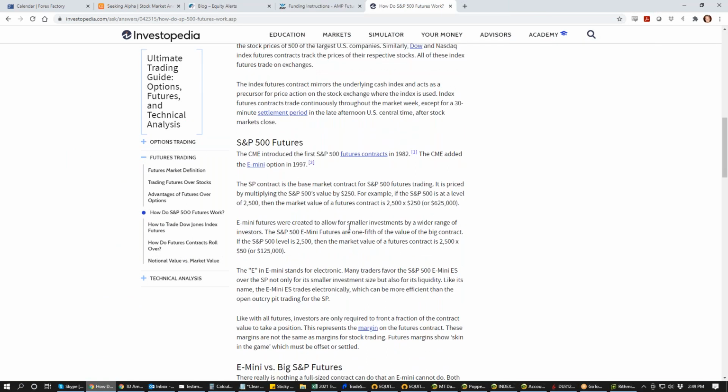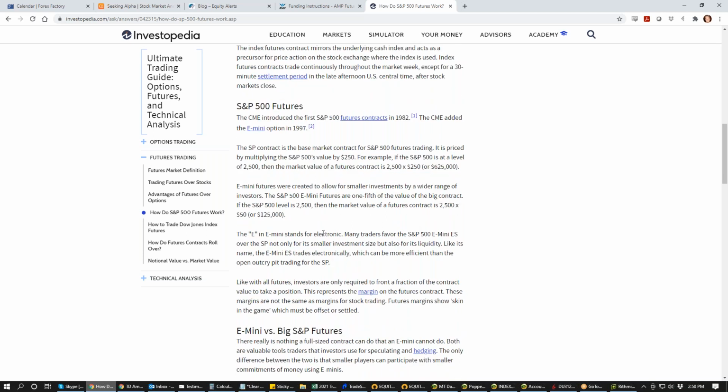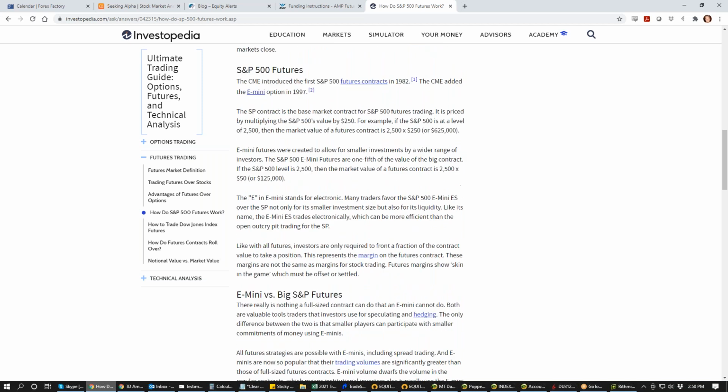E-mini futures were created to allow for smaller investments by a wider range of investors. The S&P E-mini futures are 1/5 of the value of the big contract. If the S&P level is 2,500, then the market value of the futures contract is 2,500 times $50, or 125,000. There's the equation right there. So it's 1/5 of the big. Nobody trades the big contract. Everybody trades the E-mini.